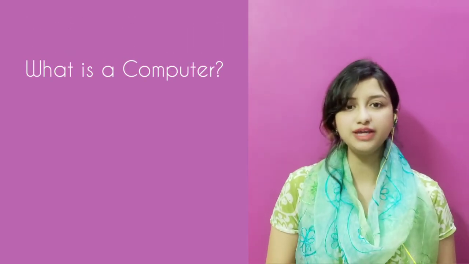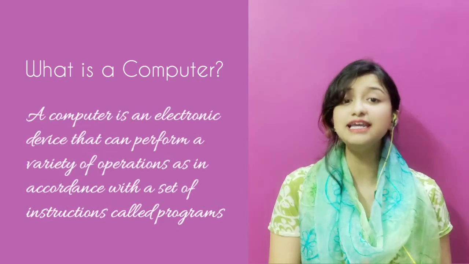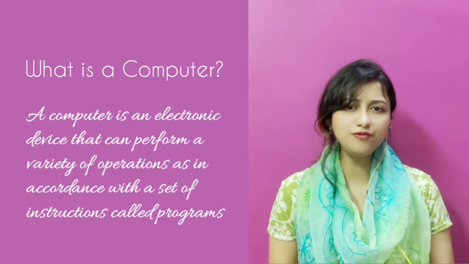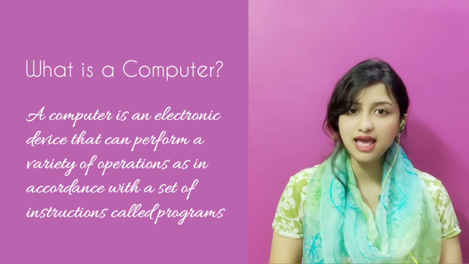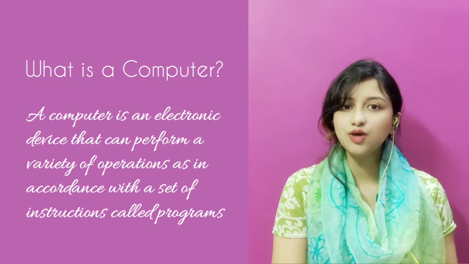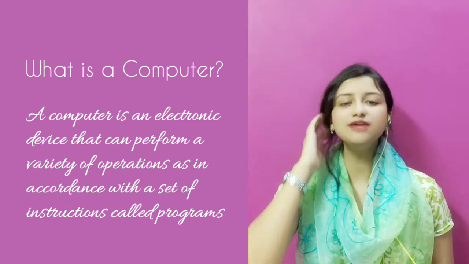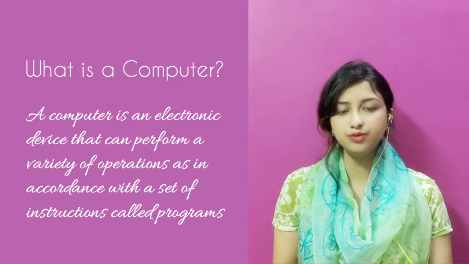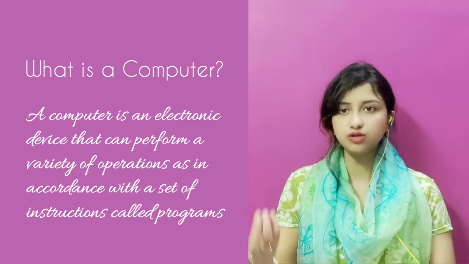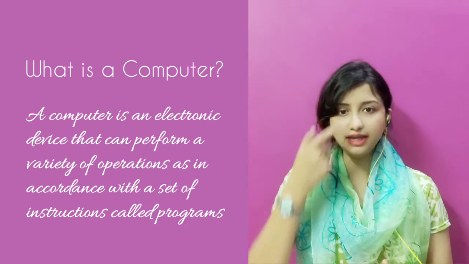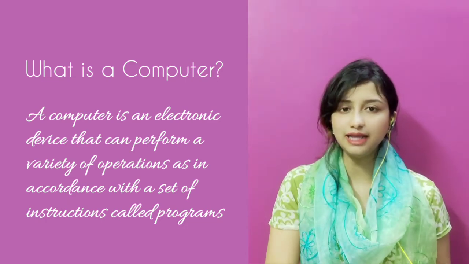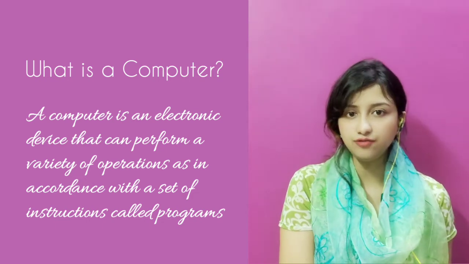Going with the definition, we can say a computer is an electronic device that can perform a variety of operations in accordance with a set of instructions called programs. By the definition you can understand, obviously a computer is an electronic device. Why electronic? It works on electricity, it's a computing machine, right? And it's also mentioned that it performs a variety of operations.